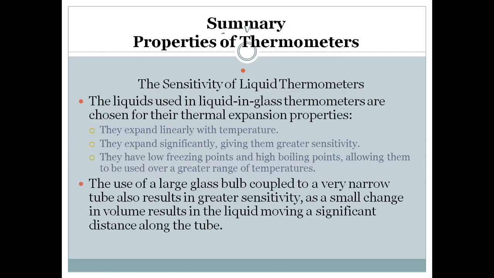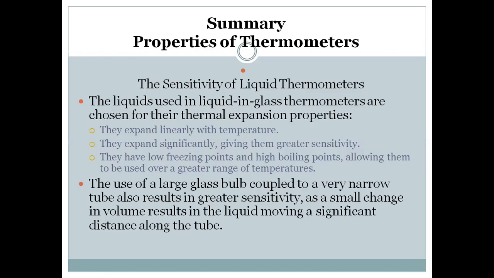Now, the summary of the properties of thermometers. First one, the sensitivity of liquid thermometers. The liquids used in liquid-in-glass thermometers are chosen for their thermal expansion property. The two liquids are mercury and alcohol. They expand in a linear way with temperature.